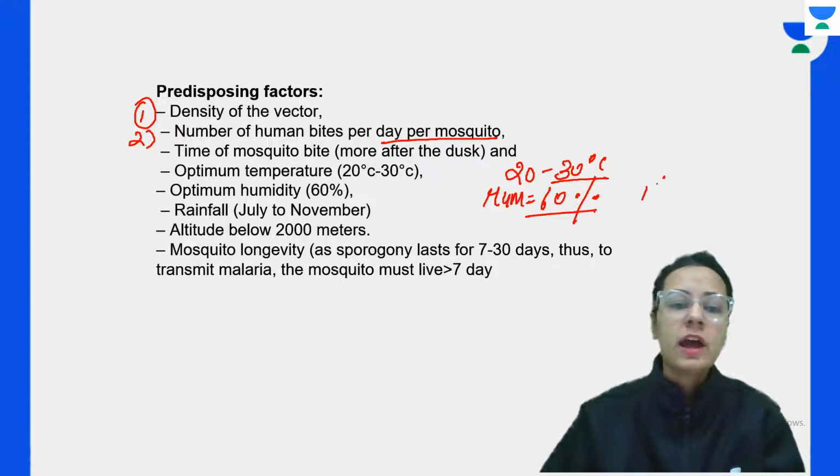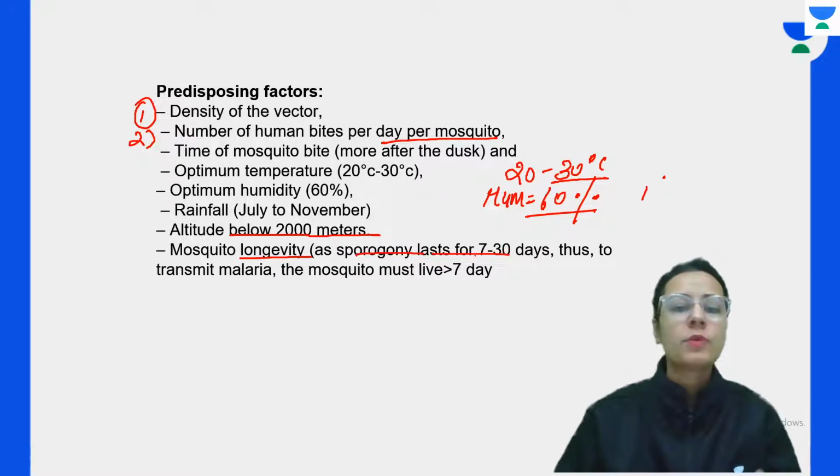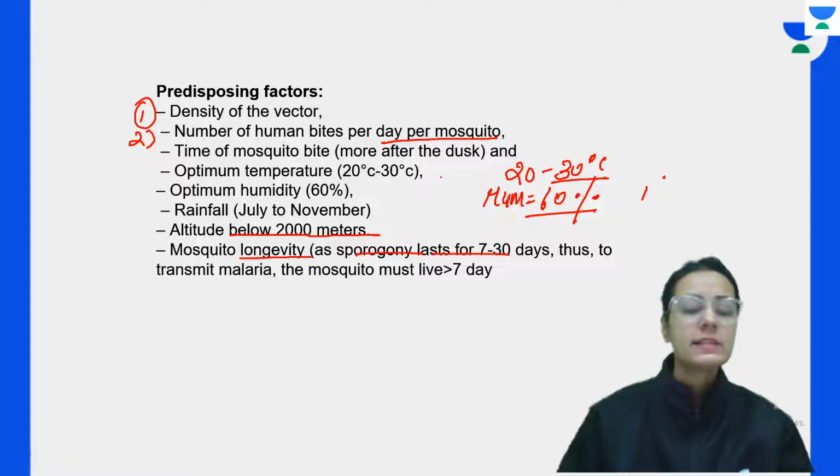Rainfall and altitude below 2000 meters, and the longevity of the mosquito. As for the sporogony we talked about, that lasts for 10 to 14 days. Thus to transmit, the mosquito must live more than 7 days.